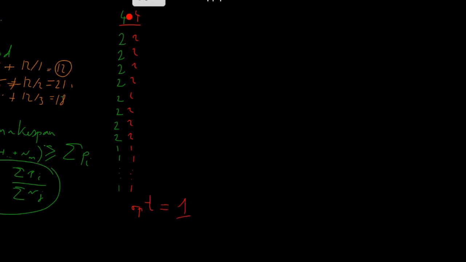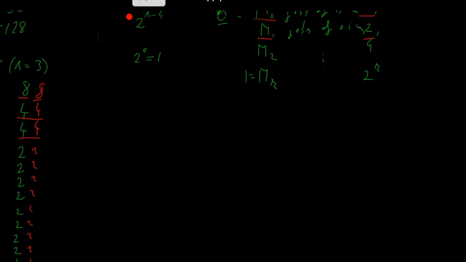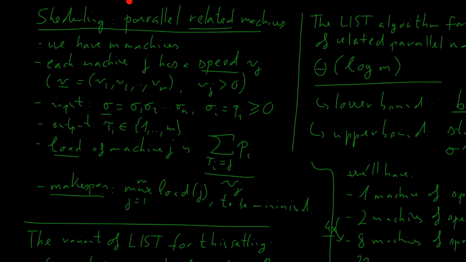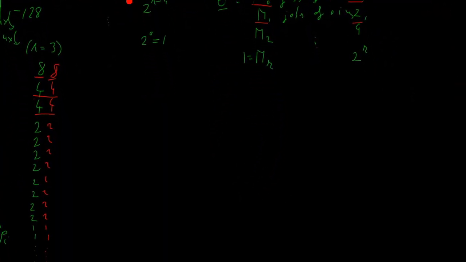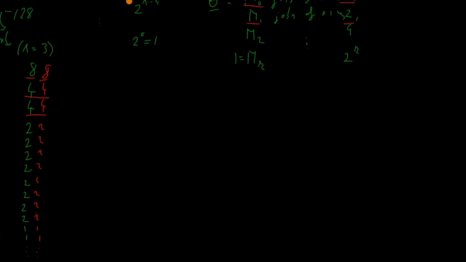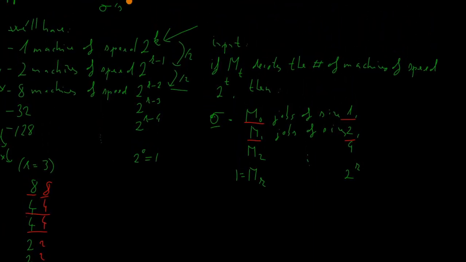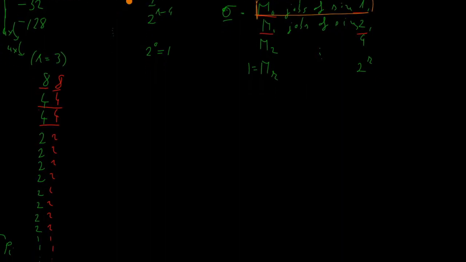And we will see that the list algorithm will schedule the jobs to these machines for a maximal of k. Now, how will this work? To understand how it works, for this bad input we will first have a large number of jobs of size 1. So we will have 32 jobs of size 1 in this particular example. Here k is 3.